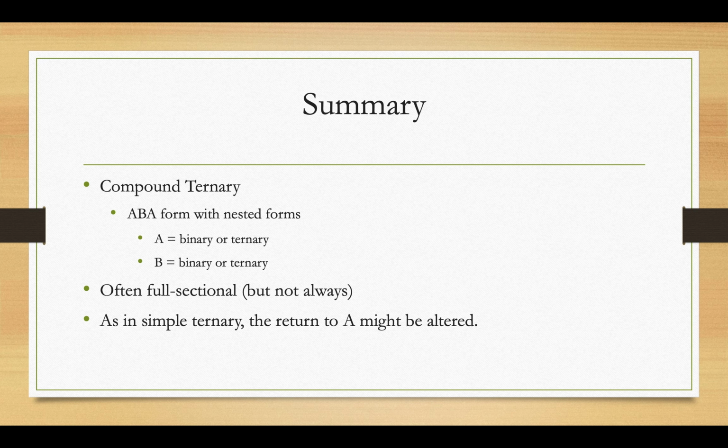As in simple ternary, the return to A might be altered. Again, this is something that we saw clearly with the Chopin example, where it was barely 1/3 of the amount of material from the original A section that was brought back, and there were some reworkings in terms of cadence types. Together, these two pieces illustrate some of the most common features as well as some of the most interesting alternative options in the context of a compound ternary form.